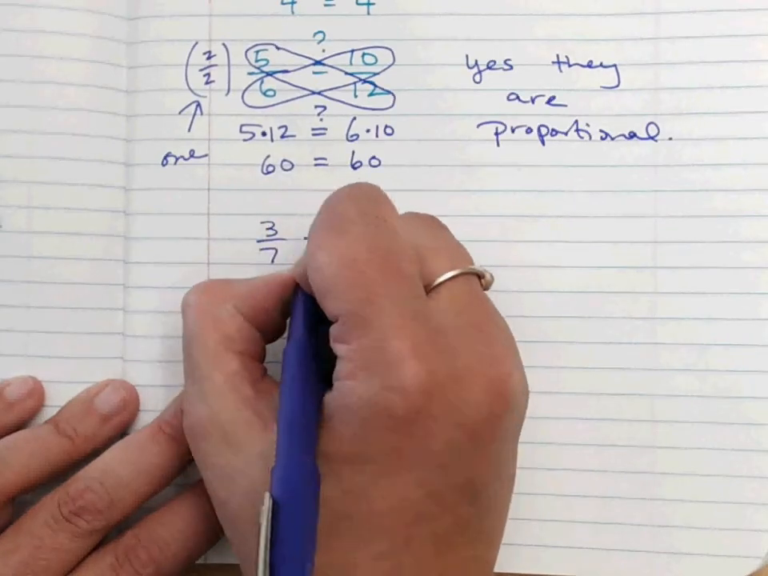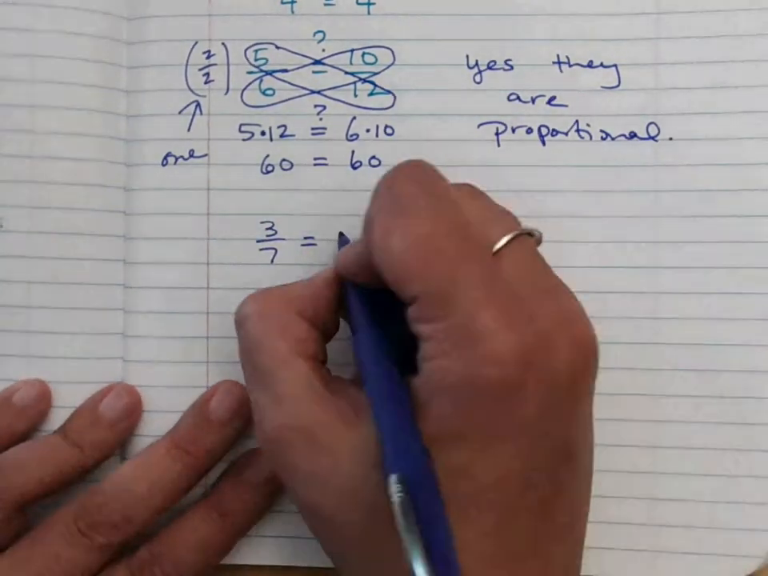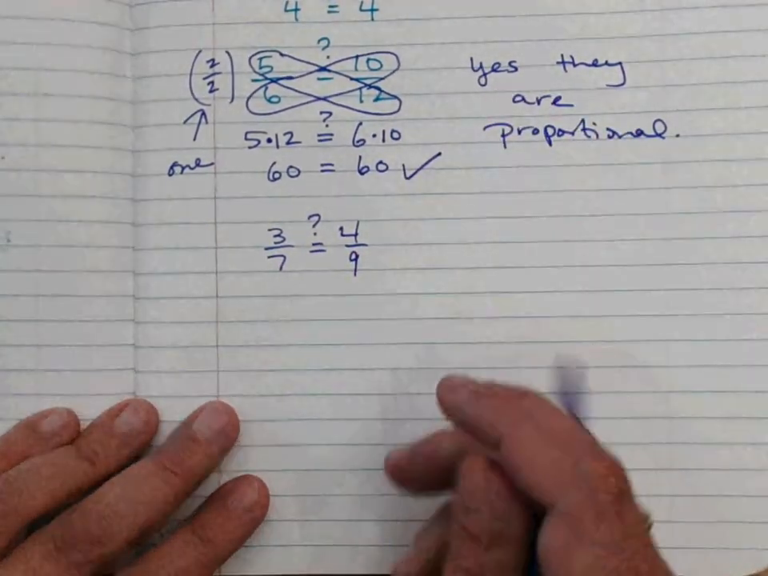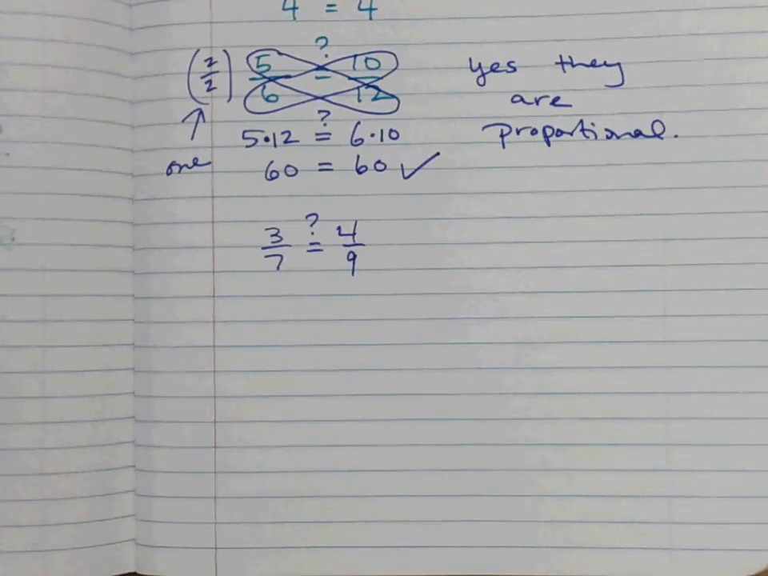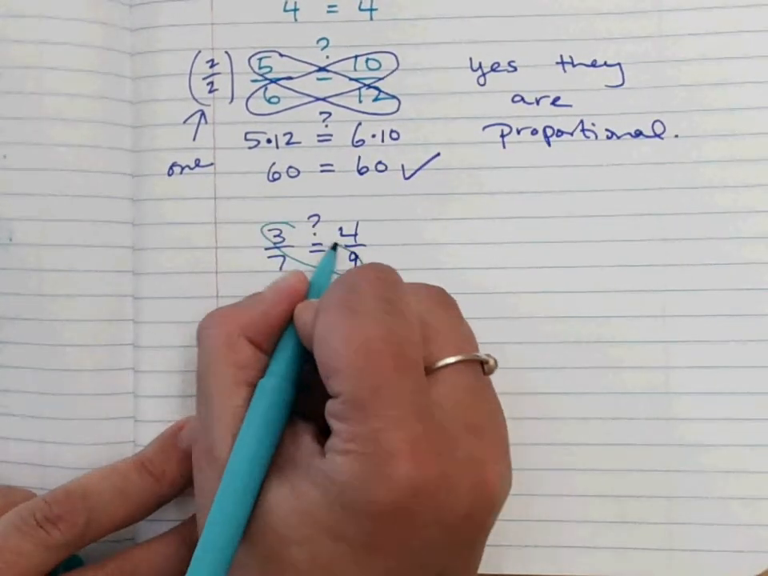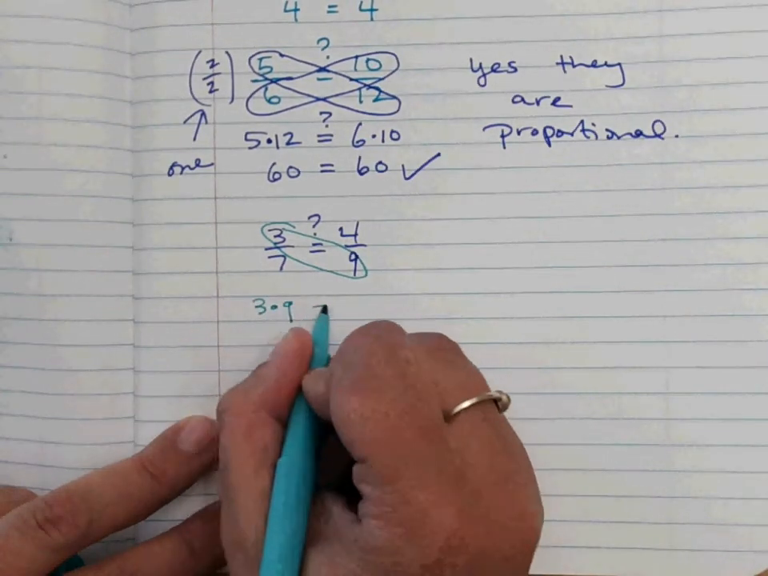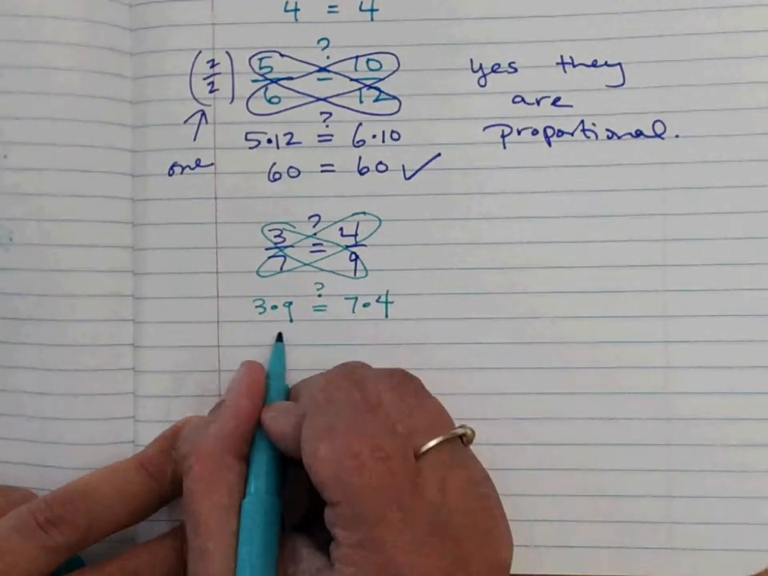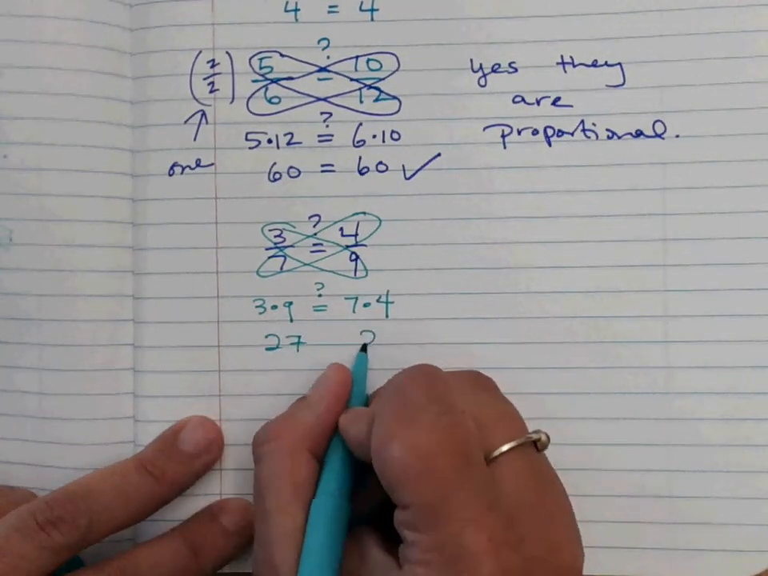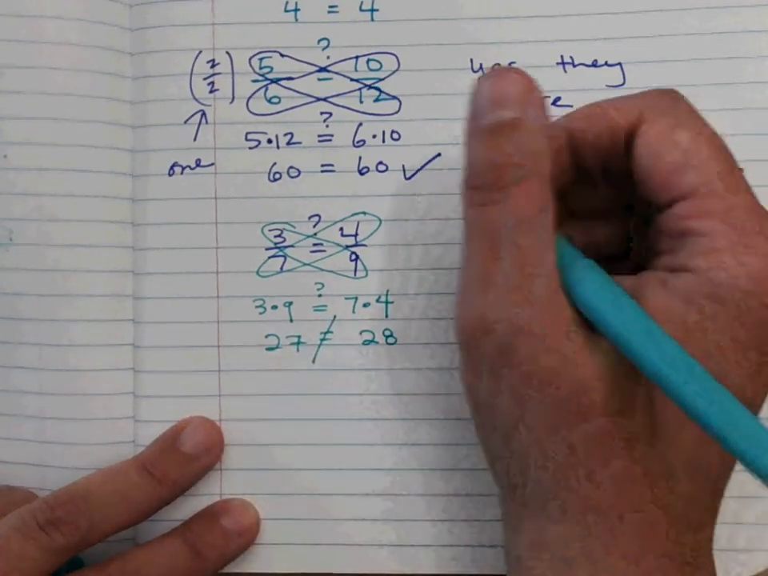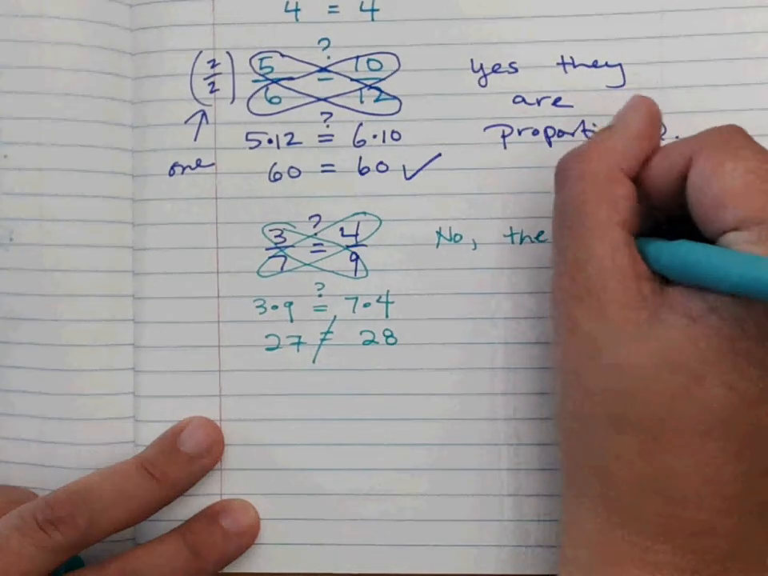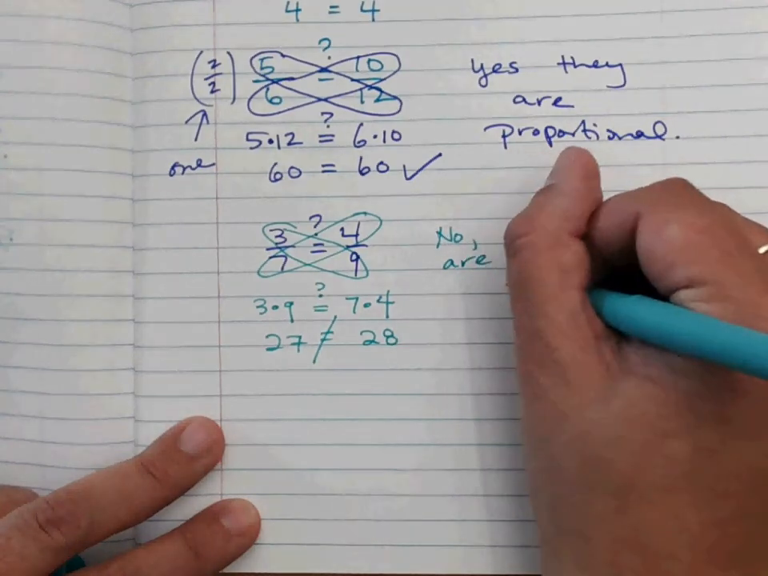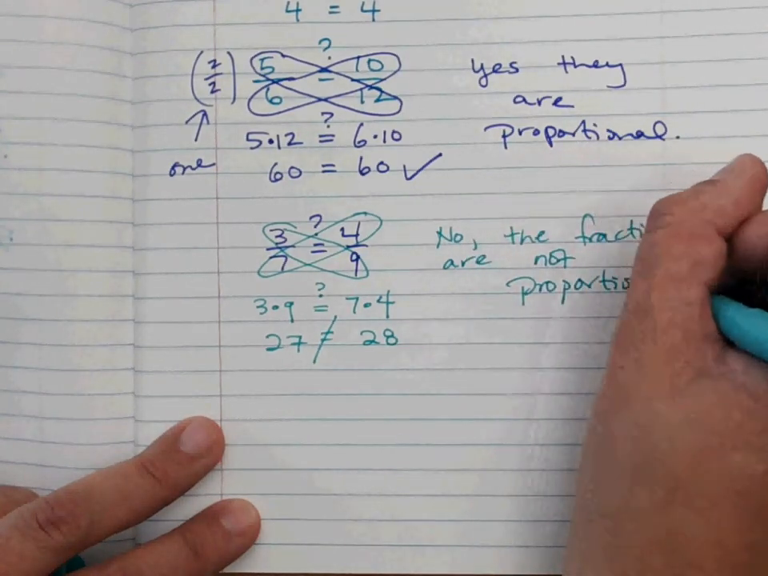Okay, what about this one? Is 3 over 7 equal to 4 over 9? And we put a question mark here because we're not sure if they are equal. These ones were equal. So in order to determine if they're equivalent, we're going to use the cross products. So 3 times 9, is it equal to 7 times 4? 3 times 9 is 27. 7 times 4 is 28. They're not equal. So no, the fractions are not proportional.